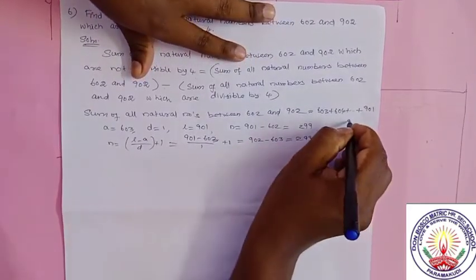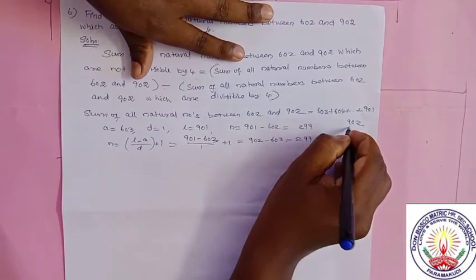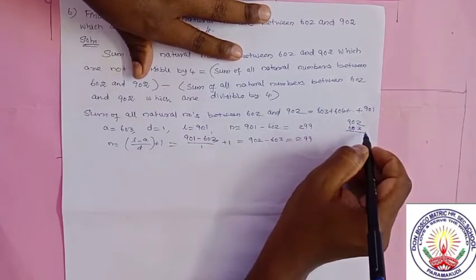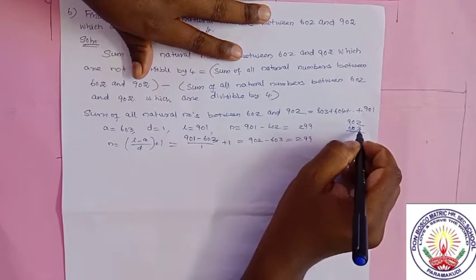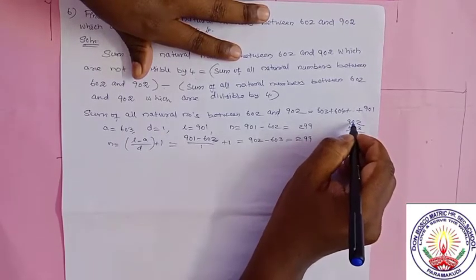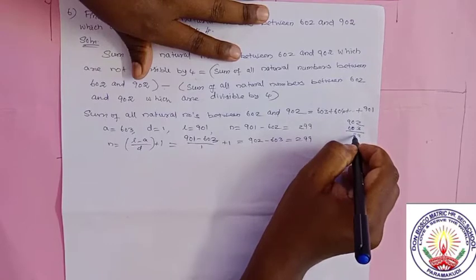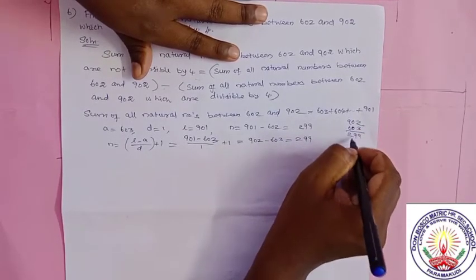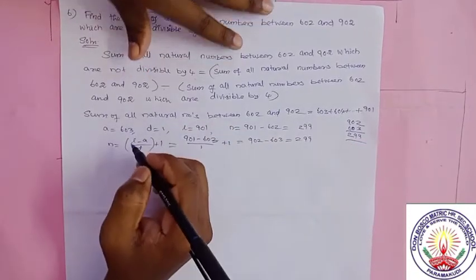Subtract 902 minus 603. 12 minus 3 is equal to 9. When you give 1, it will become 9. 9 minus 0 is equal to 9. When you give 1, it will become 8. 8 minus 6 is equal to 2. So 299 is the number of terms.